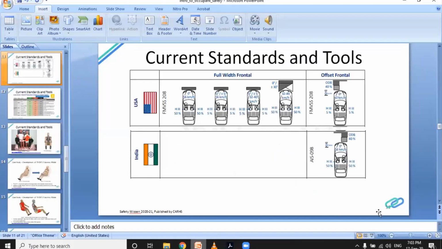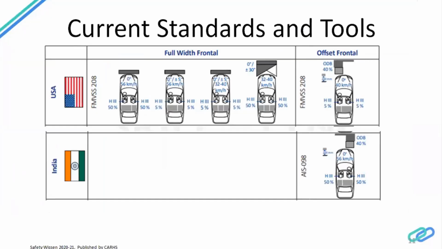Now here you can see that I have given a little bit of information about the USA, the FMVSS standard that we talked about. It's called FMVSS 208. These are the frontal impact scenarios. So you can see there are 4 different scenarios that you should be testing your cars for, and there is one offset frontal. This is relatively new because this standard has been added after a lot of research on the accident data.